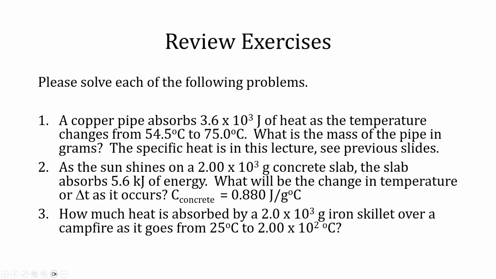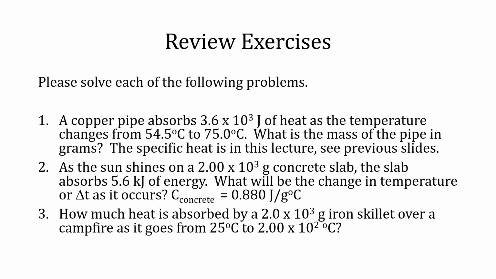Here are some review exercises for you to work on. Please solve each of the following problems. 1. A copper pot absorbs 3.6 times 10 to the 3 joules of heat as the temperature changes from 54.5 degrees Celsius to 75.0 degrees Celsius. What is the mass of the pot in grams? The specific heat is in this lecture.